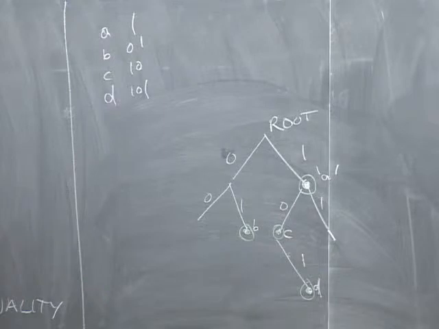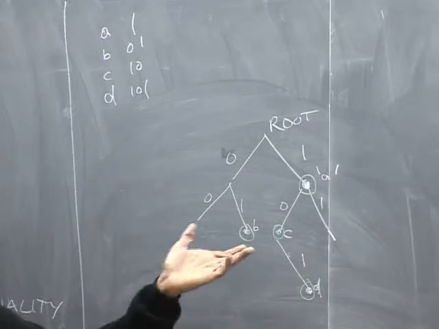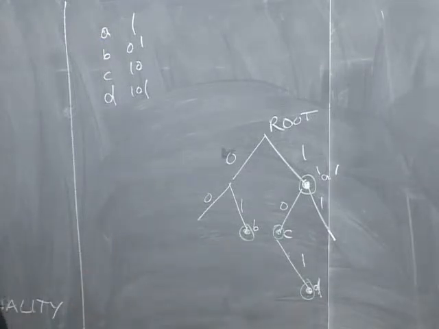So as you can see, if I have any code book where the codes are over the binary strings, I can always draw a tree for it. Okay, that's a straightforward thing to do. And so this allows us to do a couple of clever observations. The first observation is, what is an instantaneous code?